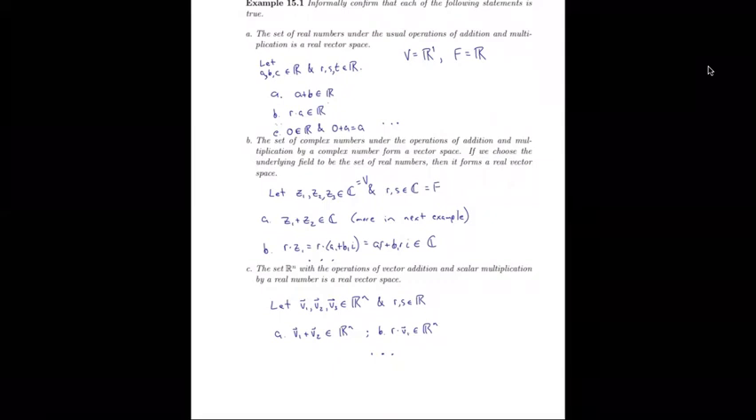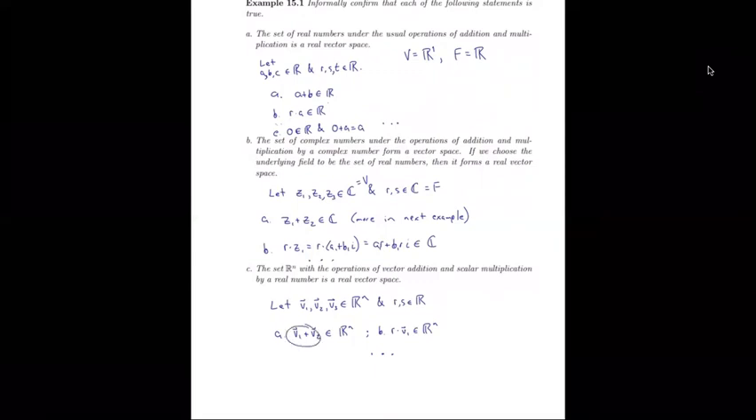So part C, the set Rn with the operations of vector addition and scalar multiplication by a real number is a real vector space. This is the space we've been dealing with, talking about the same vector addition we've been dealing with, and we'd go through and check off that all of these things actually are true.